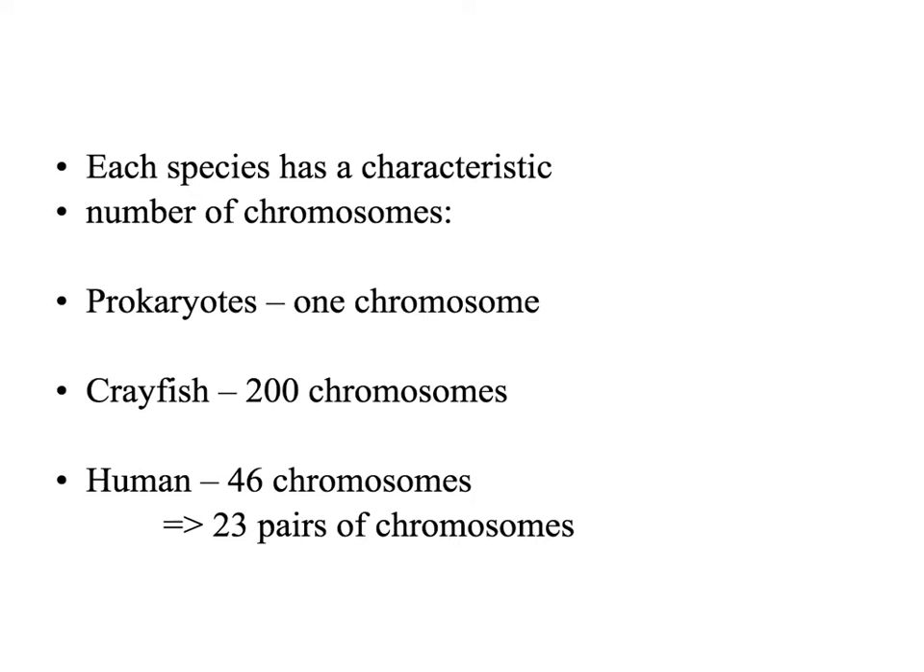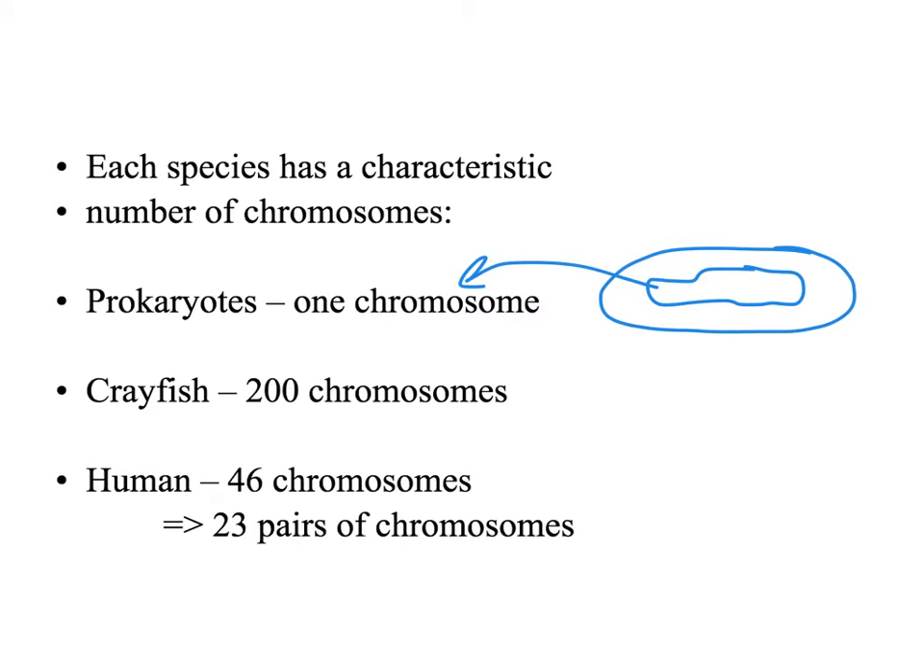The chromosome number is one of the characteristics of each species. For example, prokaryotes only have one chromosome because prokaryotes have one circular DNA, and we call it just one chromosome. For example, crayfish have 200 chromosomes, but humans have 46 chromosomes in each somatic cell. These 46 chromosomes actually are 23 pairs of chromosomes.